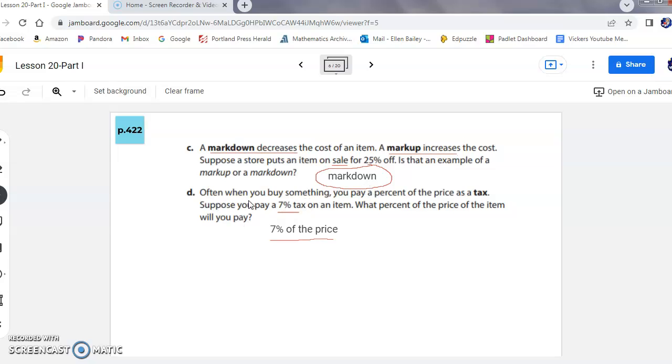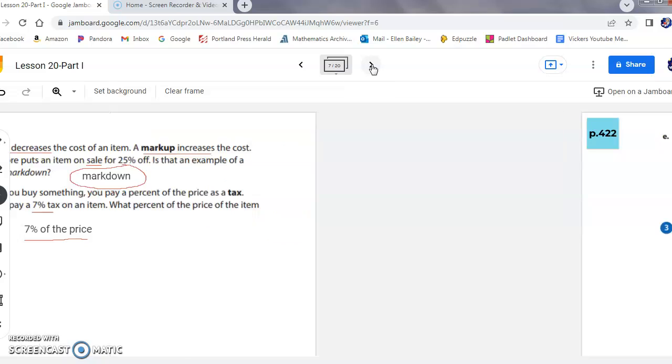Letter D. Often when you buy something, you pay a percent of the price as a tax. Suppose you pay a 7% tax on an item. What percent of the price of the item will you pay? Well, it's the same. 7% tax means you pay 7% of the price. And generally, you're paying that to the government. Sales tax is paid, for example, to the state of Maine. That's how it is.